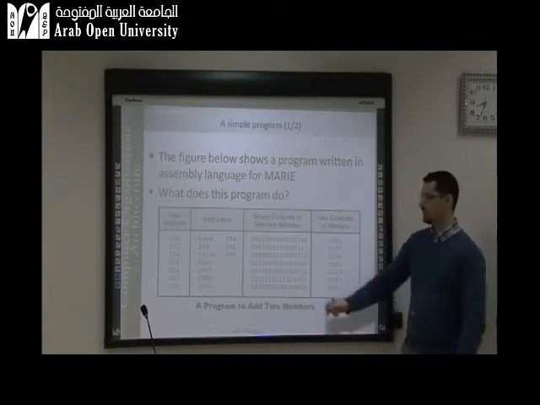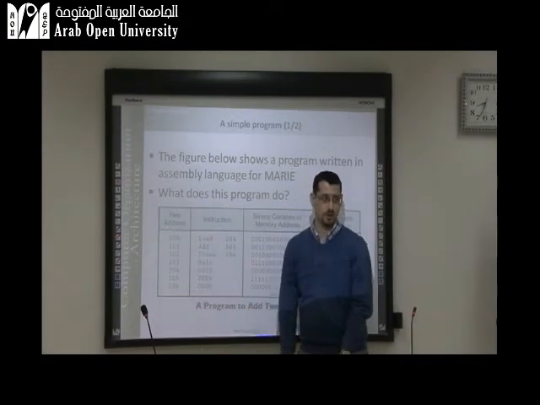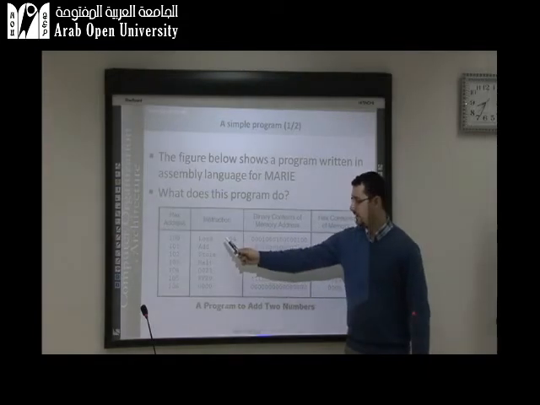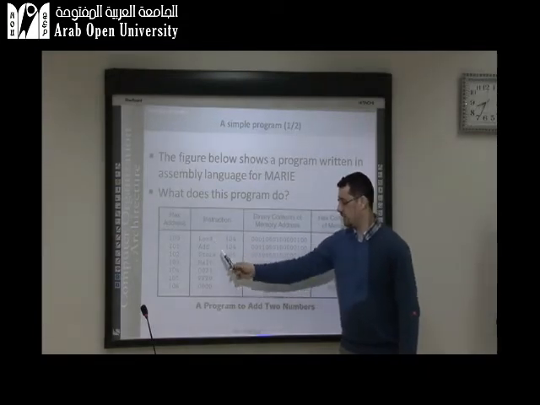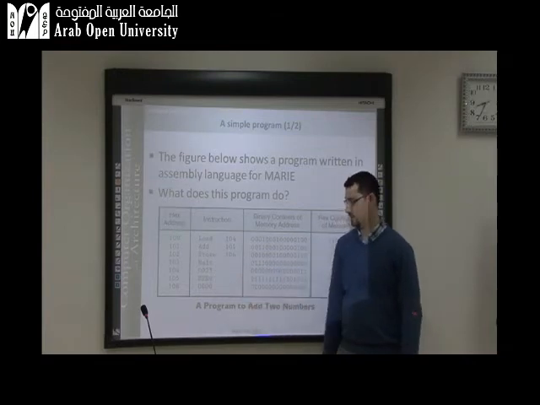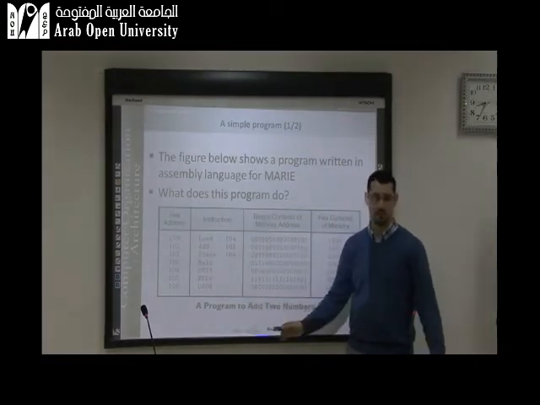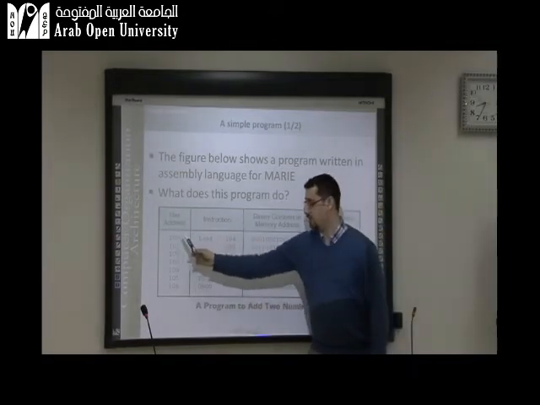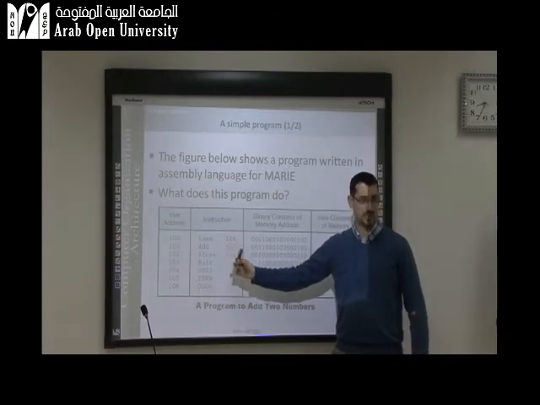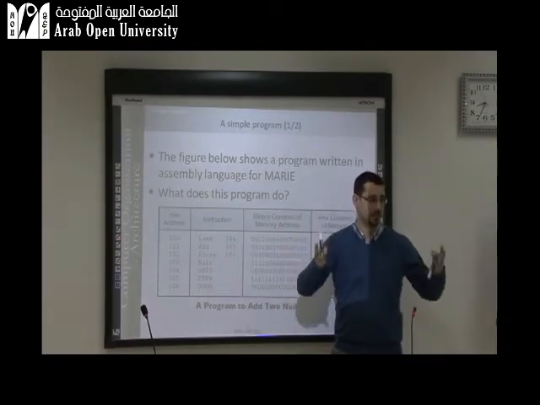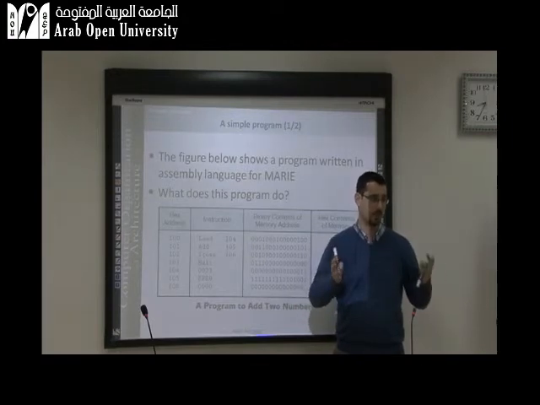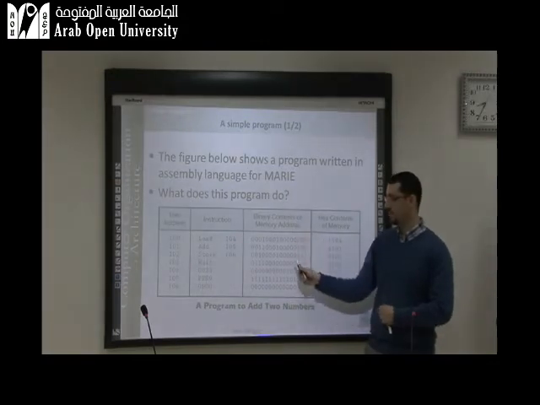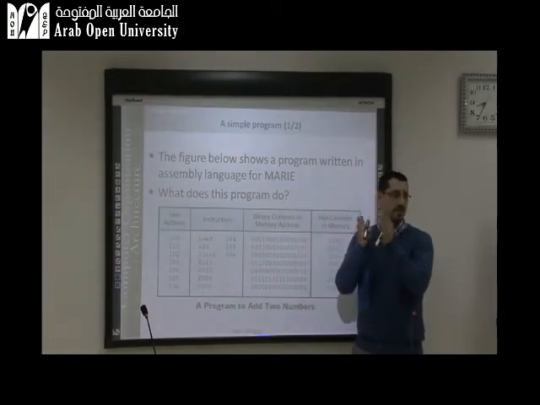Okay? So this is a program stored in the main memory of the Marie architecture. We read load 104, add 105, store 106, halt, and then values. What we have here is a table that shows us the program and the address of each instruction. In this case, we assume that we assemble the program. We use an assembler to convert our program from assembly language to machine language, and this program is already stored inside the main memory.